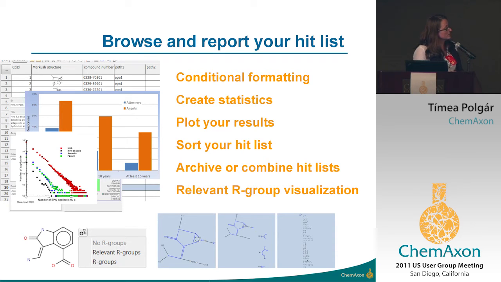And in Instant JChem, there is also this relevant R group visualization option. So here you can, after a search, visualize only those R groups which contain the query structure. So this is only the scaffold, relevant R groups, and the whole Markush structure.